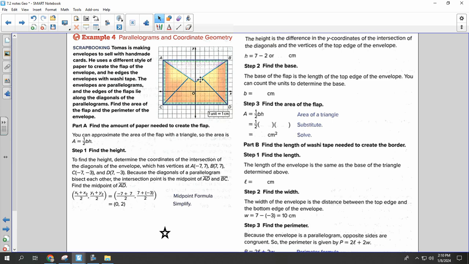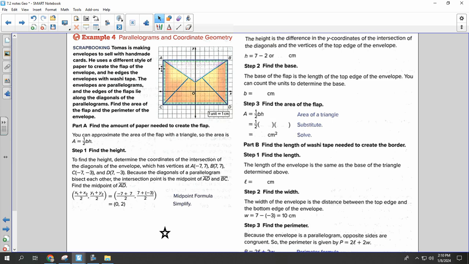So we are going to go, and then CD is, C is (-7, -3), and D is (7, -3). Because the diagonals of a parallelogram bisect each other, the intersection is the midpoint of AD and BC. Oh, right there.